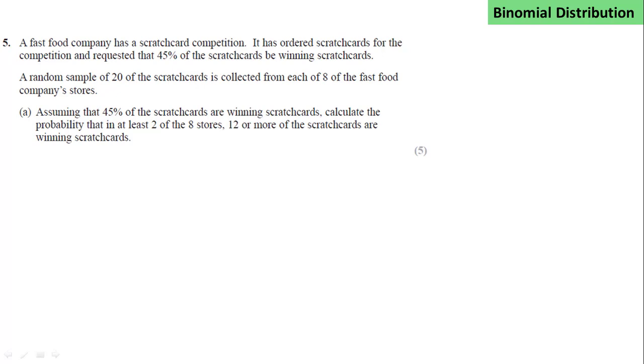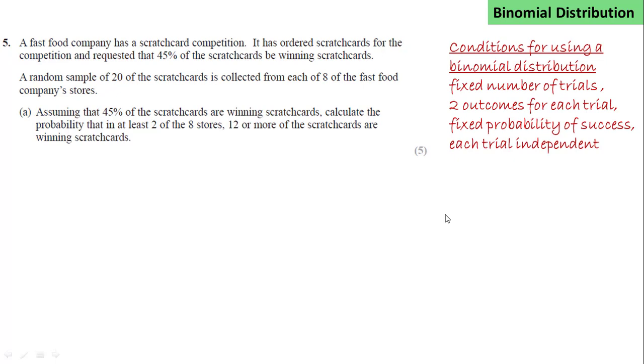This problem relates to the binomial distribution. So first of all, let's refresh ourselves as to what the conditions are for using a binomial distribution. There are 4. There needs to be a fixed number of trials, 2 outcomes for each trial, success or failure, a fixed probability for success, and each trial needs to be independent of the other. So let's look at the problem.